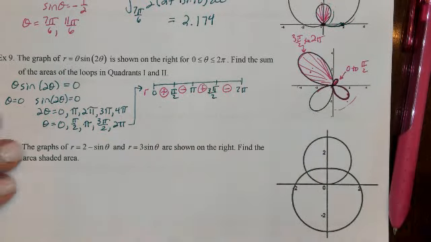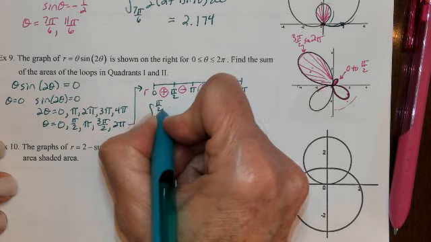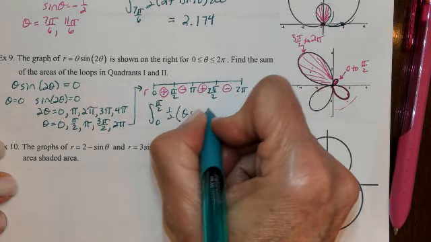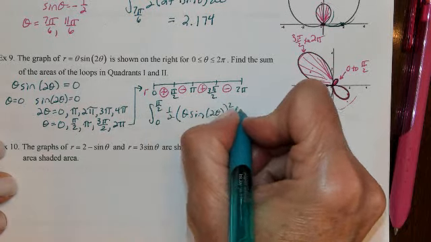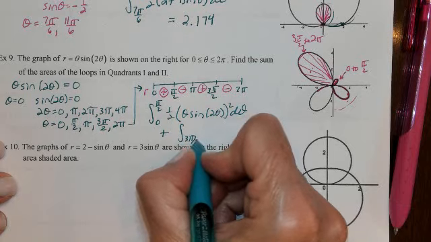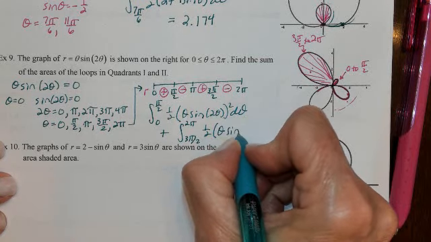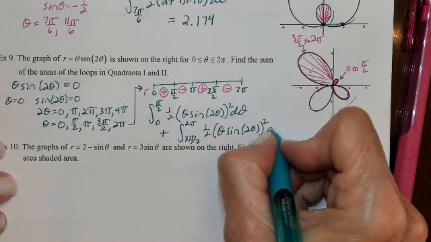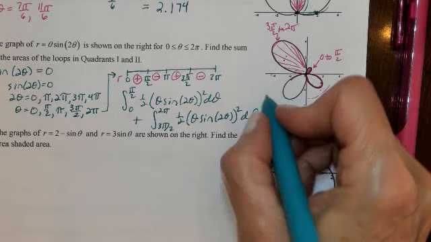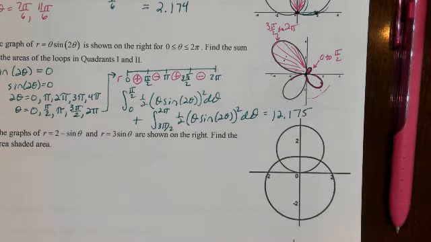So we need to add those two pieces. So we need the area from 0 to pi over 2 of 1/2 r squared d theta, and then we need to add the integral from 3 pi over 2 to 2 pi of 1/2 theta sine of 2 theta squared d theta. And when that goes into your calculator, you're going to get 12.175. Okay.